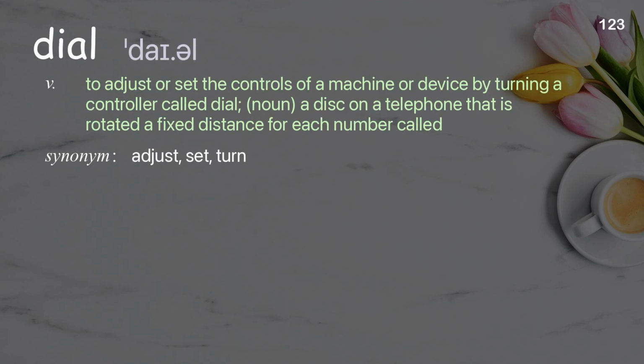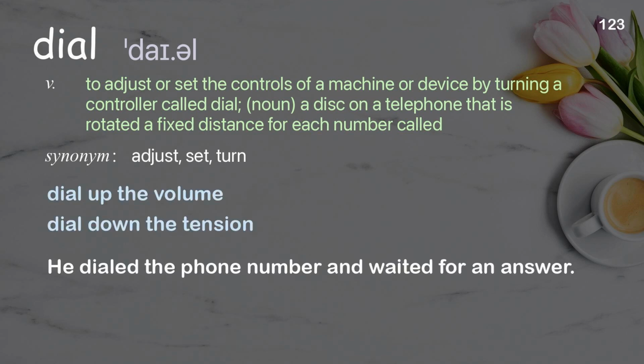Dial. To adjust or set the controls of a machine or device by turning a controller called dial. Noun, a disc on a telephone that is rotated a fixed distance for each number called. Examples: Dial up the volume. Dial down the tension. He dialed the phone number and waited for an answer.